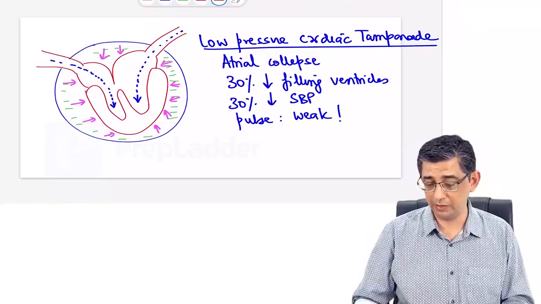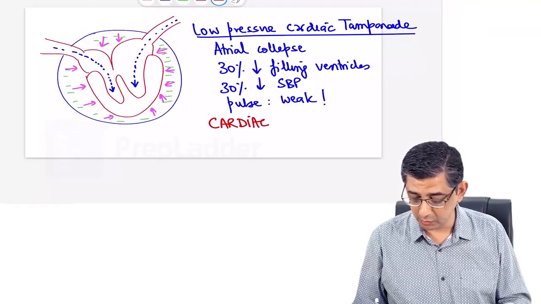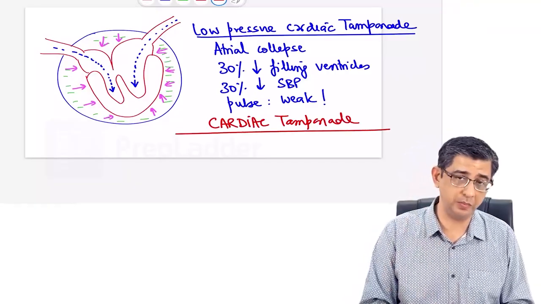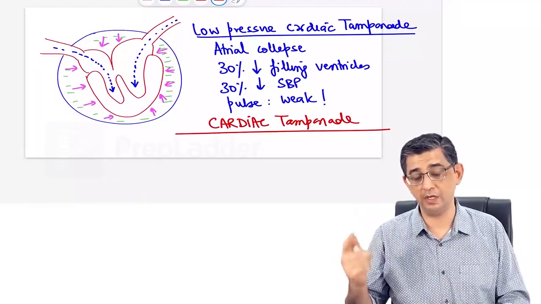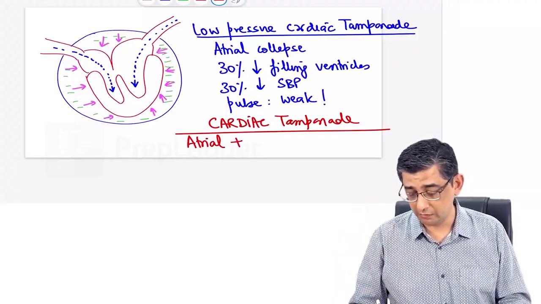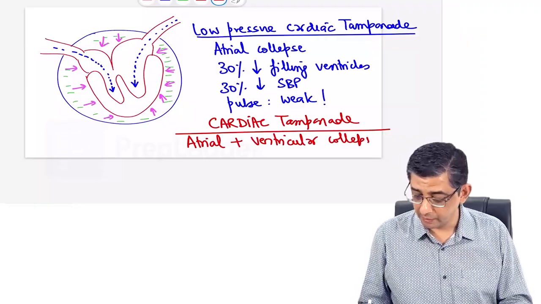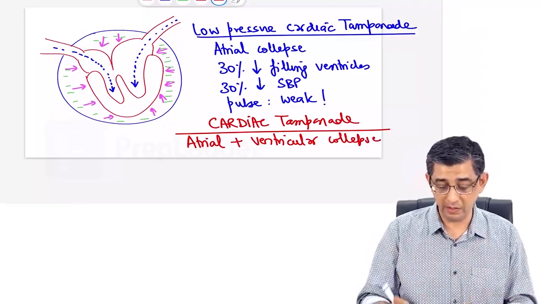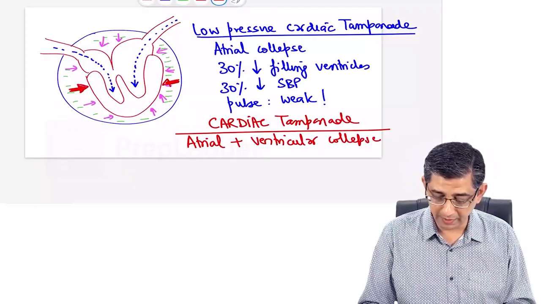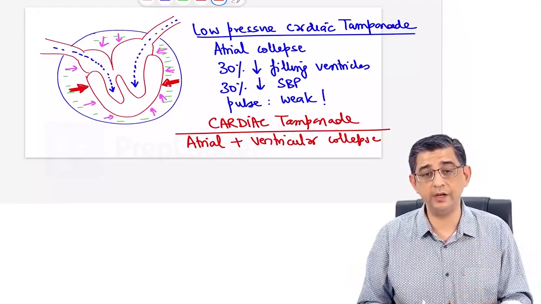Now compare this with what I say next. At the moment, please stop noting and just focus on what I'm saying. If I say the word cardiac tamponade, or if in the exam you ever read the word cardiac tamponade, your thought process is that this is high pressure cardiac tamponade. High pressure cardiac tamponade basically means that the pressure will be substantially increased to the level that it will not only contribute to atrial compression, but it will also result in ventricular collapse. Imagine so much fluid outside the heart that it is crushing. I'm just increasing the vector here, doing it twice to highlight that there is a substantial amount of fluid present in this limited space that is crushing both the atria and the ventricles.